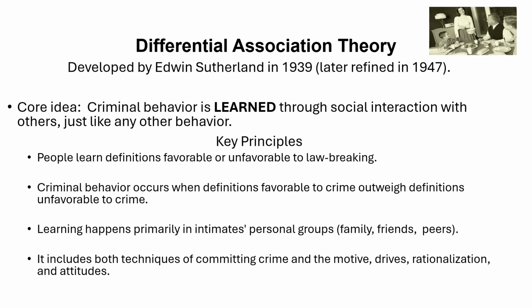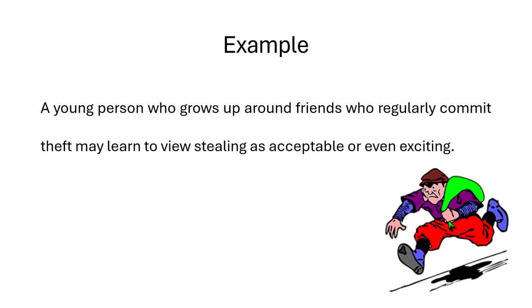They receive a reward for the crime. Learning happens primarily in intimate personal groups, usually with family, friends, and peers. It includes both techniques of committing crime and the motives that drive the rationalizations and the attitudes. An example of differential association would be a young person who grows up around friends or family who regularly commit theft. They may learn to view stealing as acceptable or even exciting.